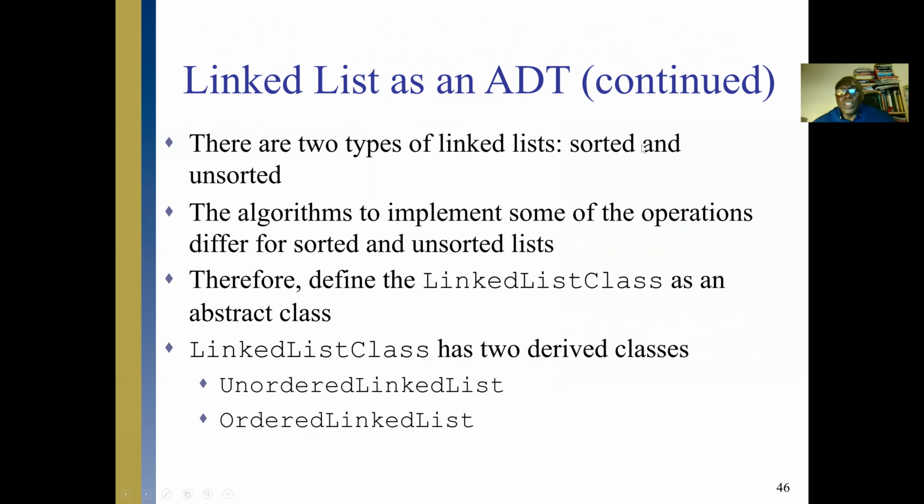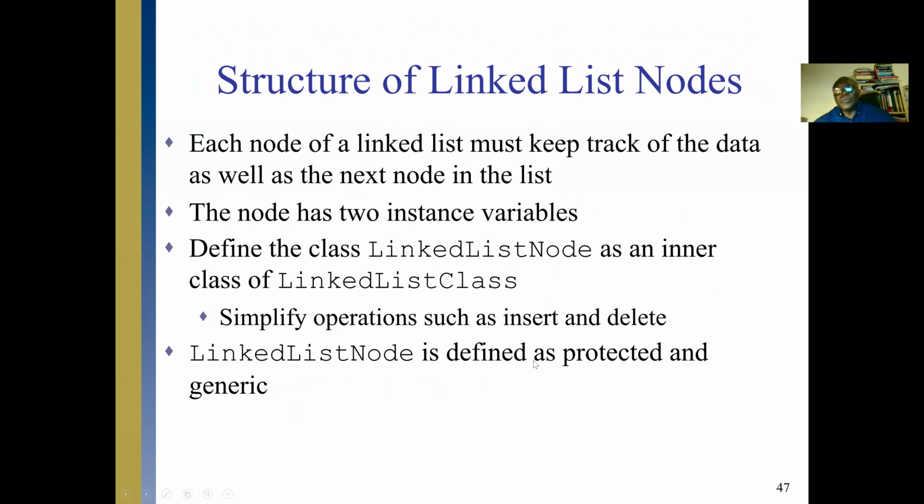So there are two kinds of linked list. We have the sorted and we also have the unsorted. We will discuss this when we go through the code in the classroom. So the algorithm to implement some of the operations differs for sorted and unsorted lists. Therefore, we define the linked list class as an abstract class. And the linked list class has two derived classes, the unordered and then the ordered linked list.